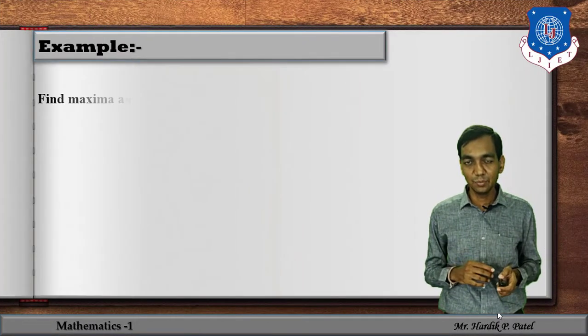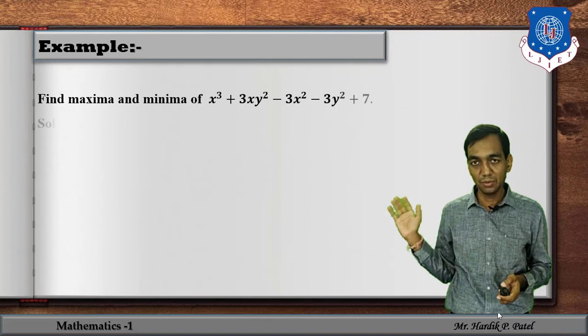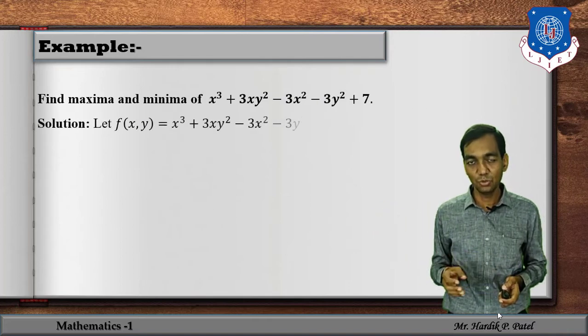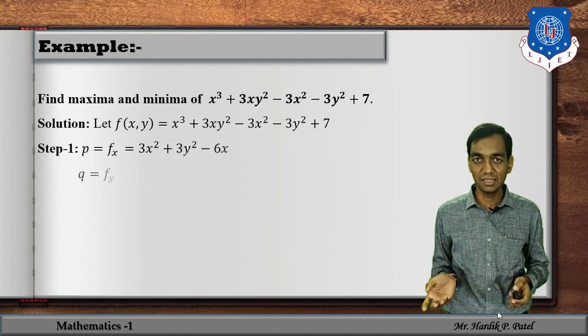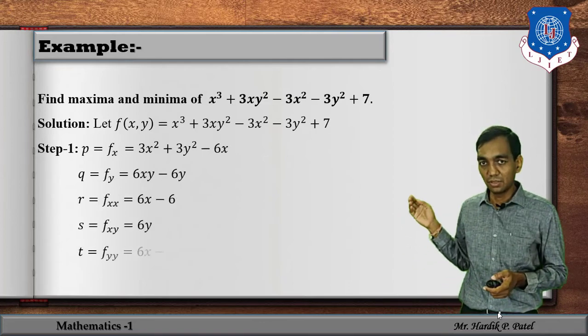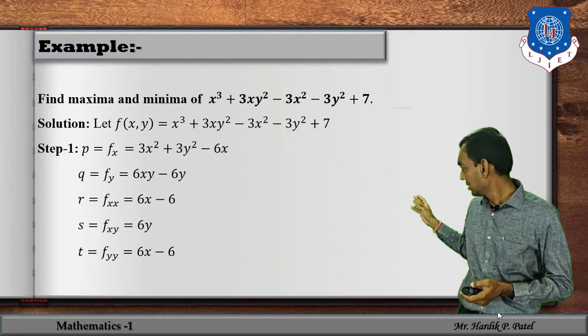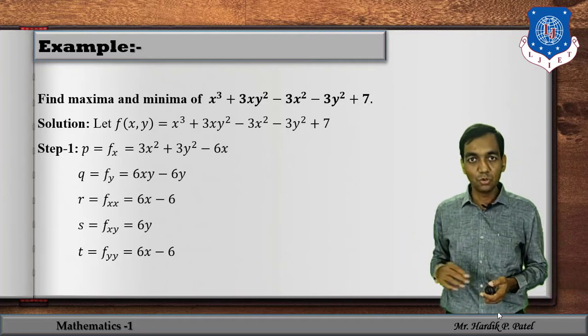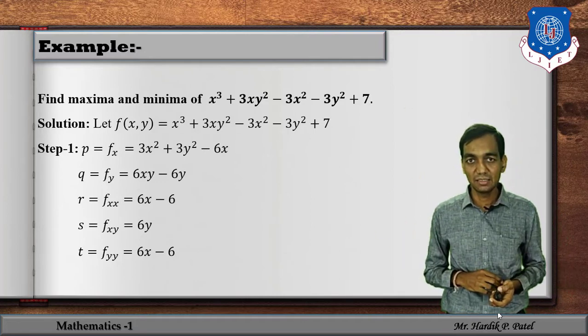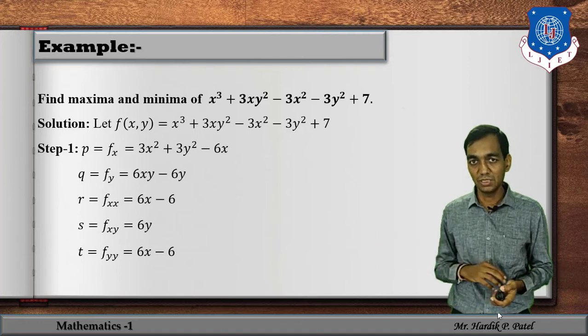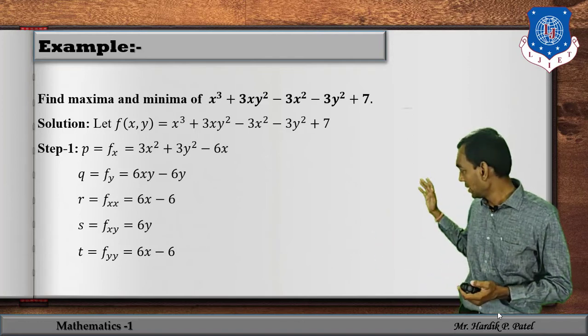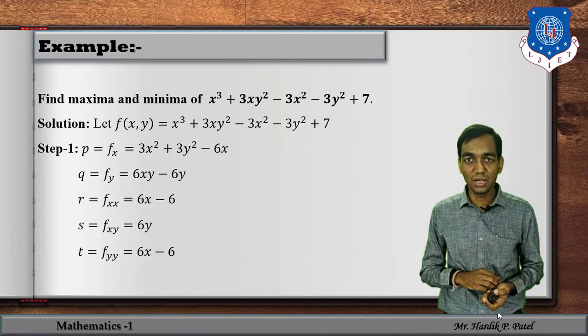The first example we are taking is: find the maximum and minimum value of x cube plus 3xy square minus 3x square minus 3y square plus 7. So f is nothing but x cube plus 3xy square minus 3x square minus 3y square plus 7. First we have to find the derivatives, so p, q, r, s, t.